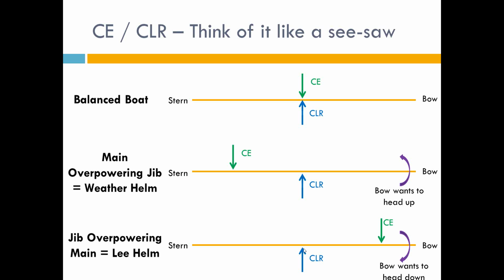The converse is the lee helm scenario. If we move the center of effort forward, say we put the weight toward the bow on this teeter-totter, this seesaw, that's going to push the bow side down. So the bow wants to head downwind, away from the wind, to leeward, so that's going to be lee helm.